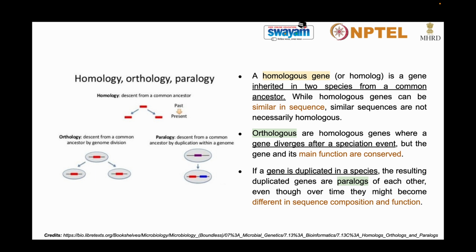For example, if there is a particular gene that was present in mouse and it was performing a kinase function, then in human also it will perform a similar function. That is known as orthologs. If a gene is duplicated in a species, the resulting duplicated genes are paralogs of each other, even though over time they might become different in sequence composition and function.